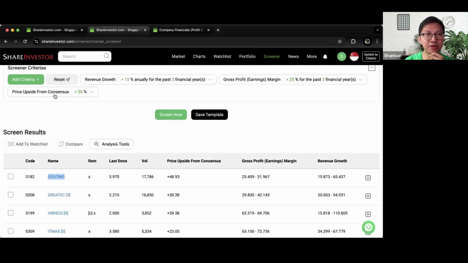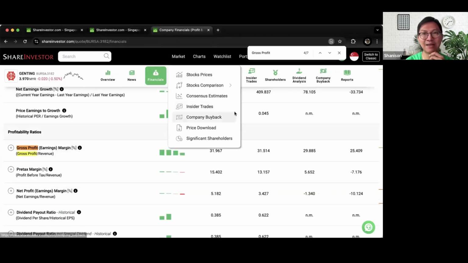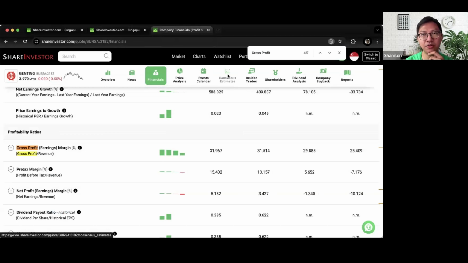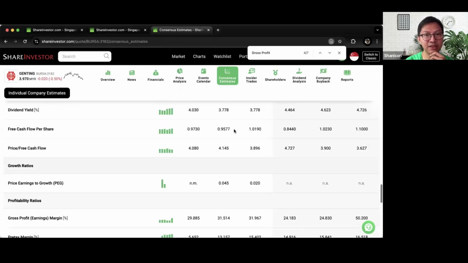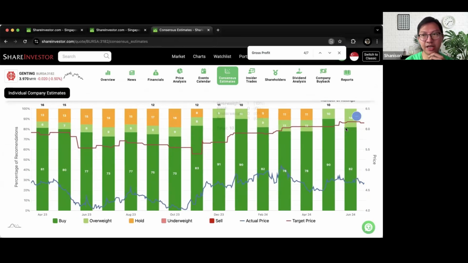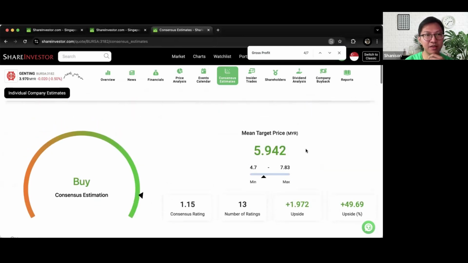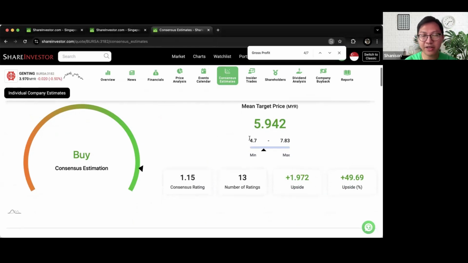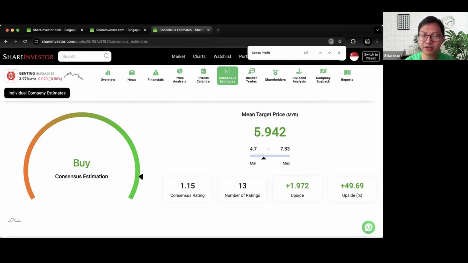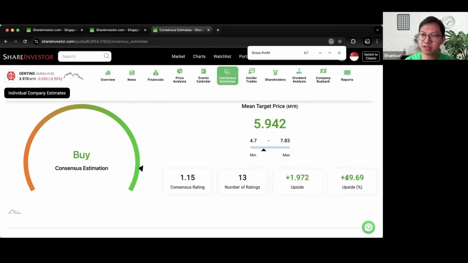And the last part of the criteria is the consensus estimate. Is it more than 20% upside potential? So you can go to consensus estimate. Okay, so let's check out Janting's consensus estimate. Janting is listed on Bursa Malaysia, and right now the share price is 3.97 ringgit. Based on the consensus estimate, the target price is 5.94 ringgit. So the upside potential is 49%.